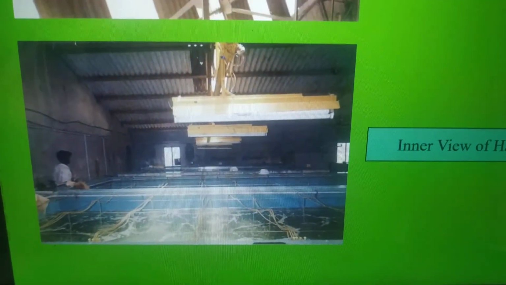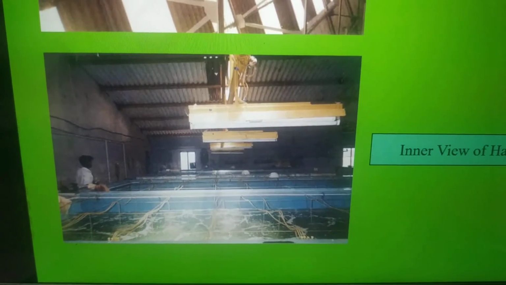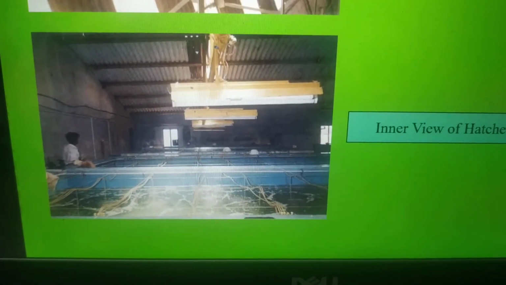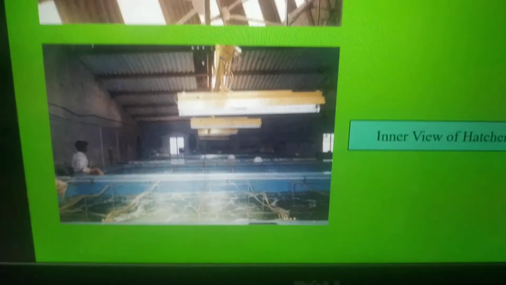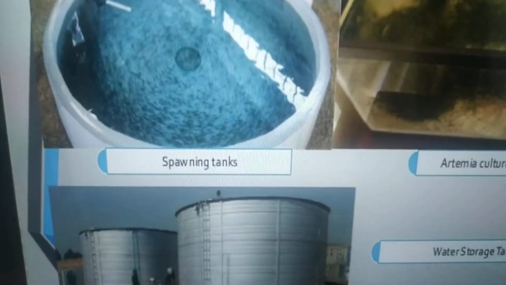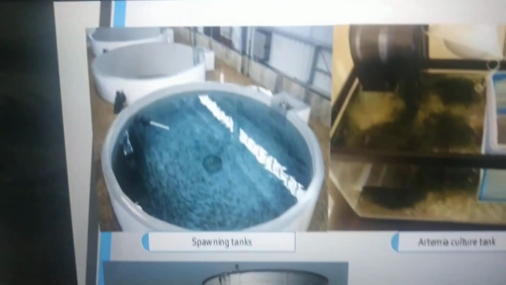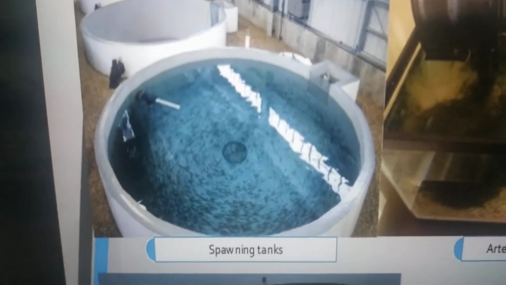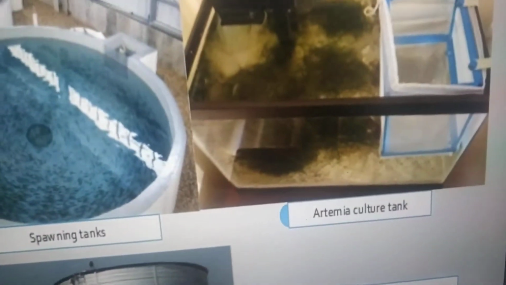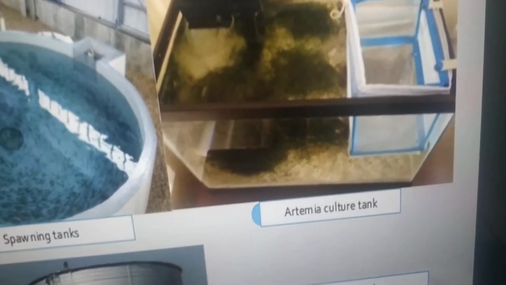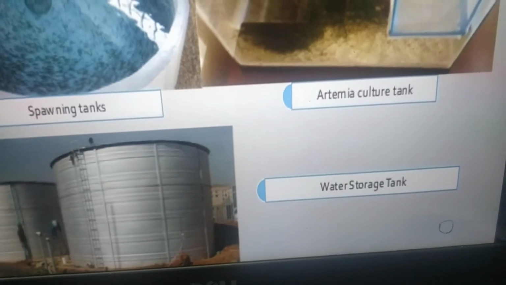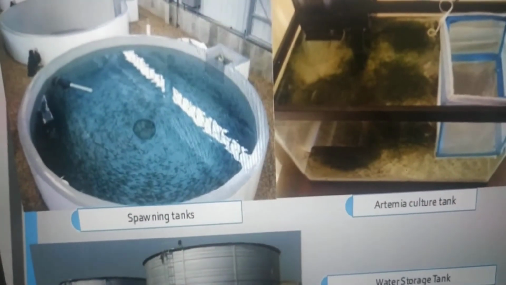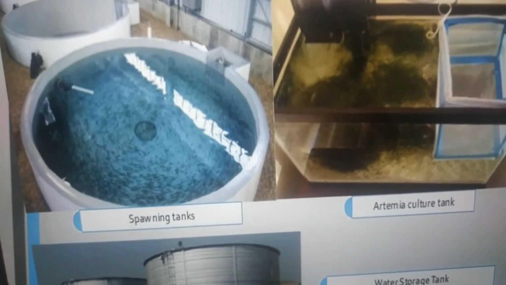And this is the inner view of the hatchery. Aeration is there, and now the larval rearing is going on in full swing. Right? This is spawning tanks. And this is the Artemia culture tank we already discussed. Water storage tank. This photograph is actually taken from outside India.